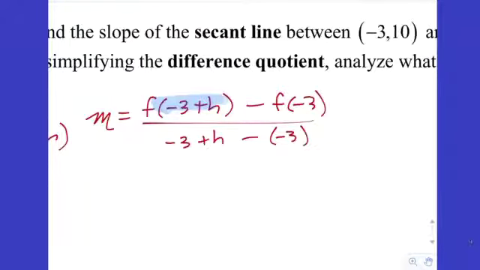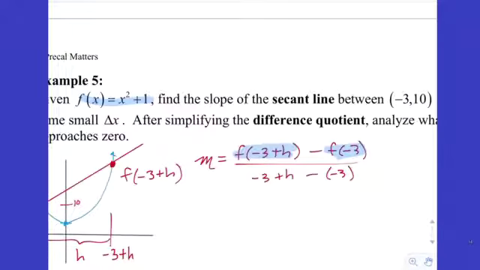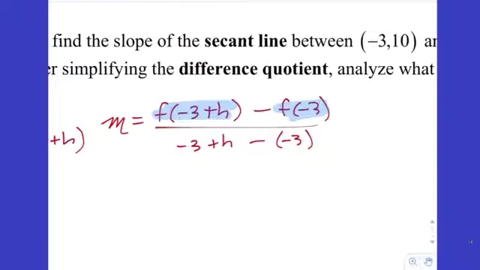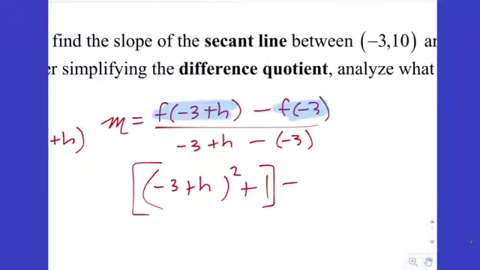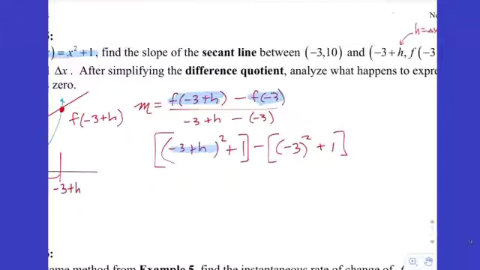How do I evaluate functions if I know their input? If I know the input and I know what the function is, it's just a matter of plugging in, right? So let's do that. If I plug in a negative 3 plus h into x squared plus 1 for x, I get the following. I get x squared plus 1, which will be negative 3 plus h, squared plus 1. All right, so there's the first term in the numerator. Minus, if I plug in a negative 3, I kind of already know it's 10, but I'll just do the same thing, negative 3 squared plus 1. So you see what I did there? It's just input squared plus 1 minus input squared plus 1.